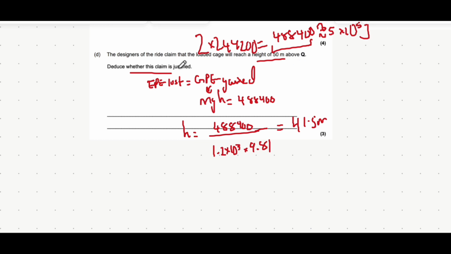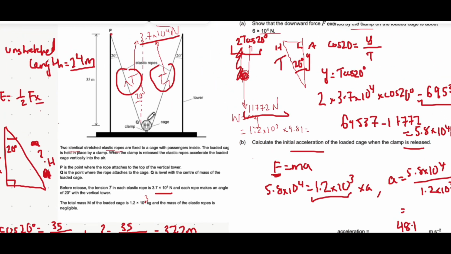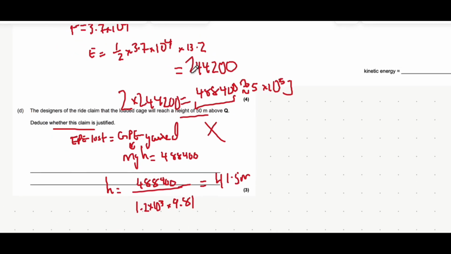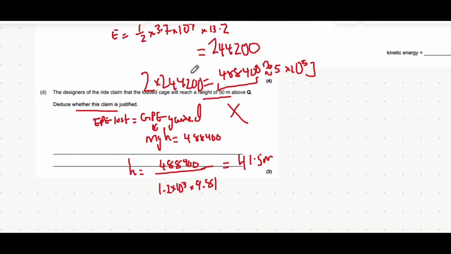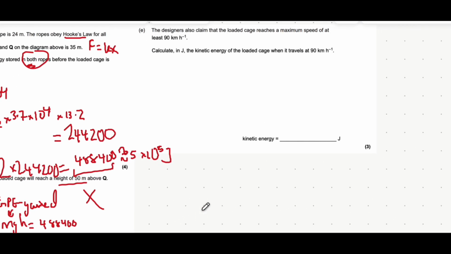So discussing that claim, it's not justified because it won't reach 50 meters above point Q. The maximum that it can reach is 41.5 meters above Q. But even then, you might have noticed that's unrealistic because that's assuming all of the potential energy turns into gravitational potential energy. But in reality, some of it will turn into kinetic energy because it has to move in order to move upwards. So in reality, this height will be lower. But this just gives you an idea.